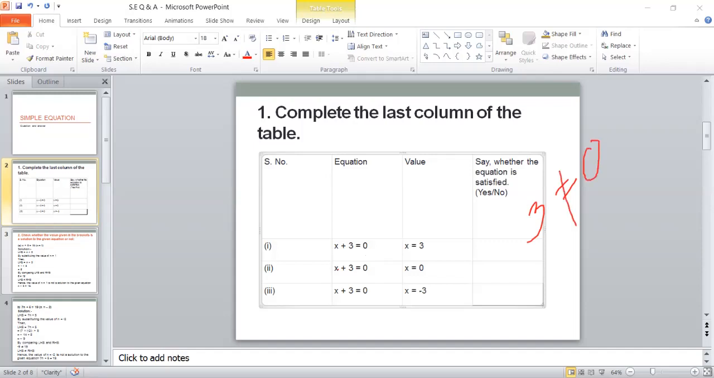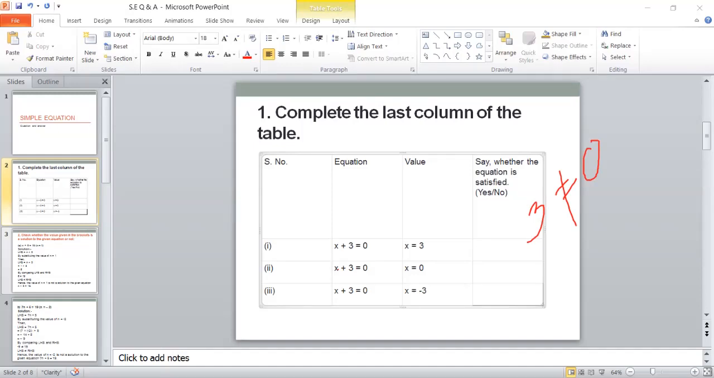Definitely not, absolutely not. That's why you can say for the value x is equal to 0, this equation is not satisfied. Not satisfied means that by this value, LHS is not equal to RHS. Whenever we get LHS equal to RHS, then only the equation will be satisfied. Look at the third question.